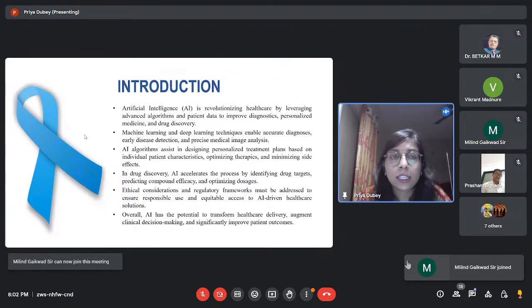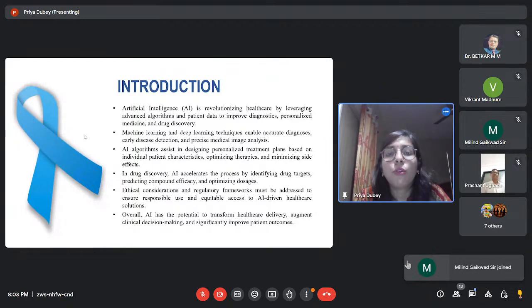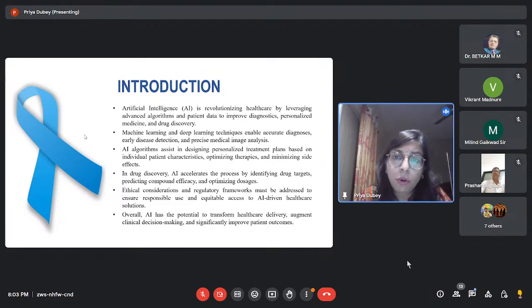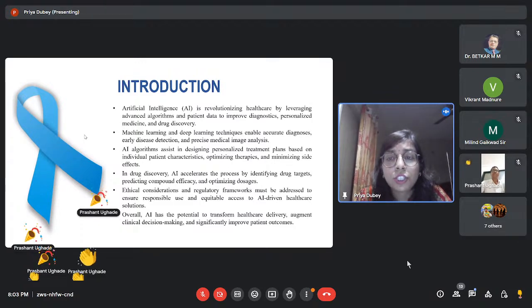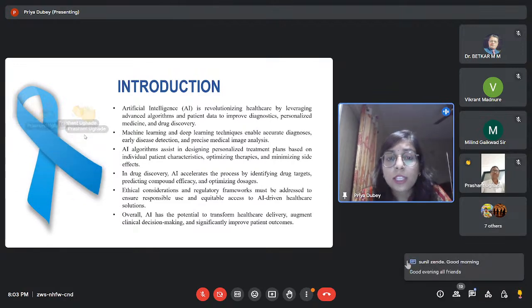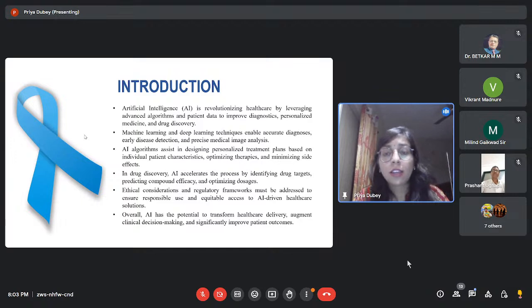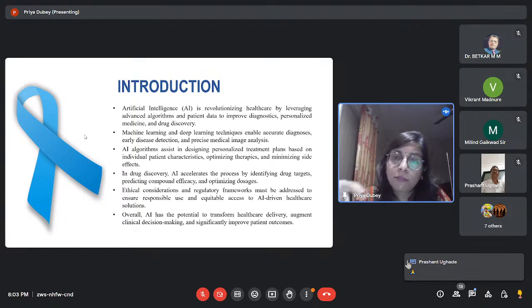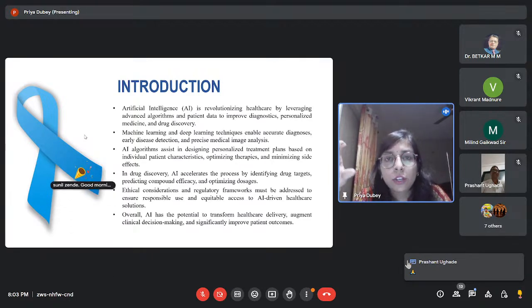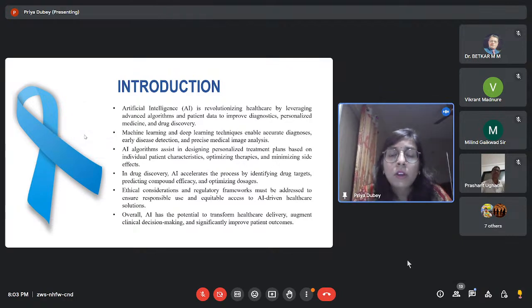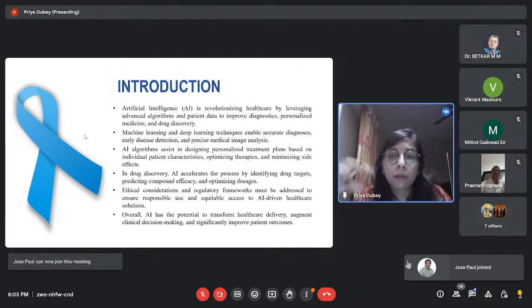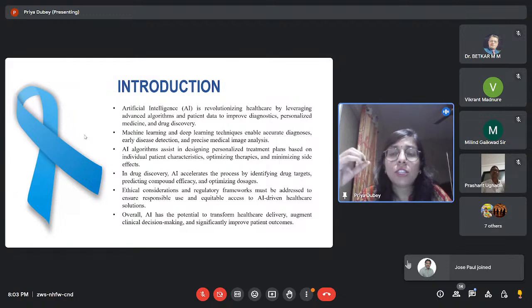Now this AI technique is revolutionizing almost all industries, be it robotics, our day-to-day activities, or the healthcare industry. It has revolutionized healthcare by leveraging advanced algorithms and patient data, because nowadays a lot of data is generated. Data is generated every day through MRI scans, diagnosis, and blood tests. Lakhs and millions of people are being diagnosed every day, so data is generated every second.